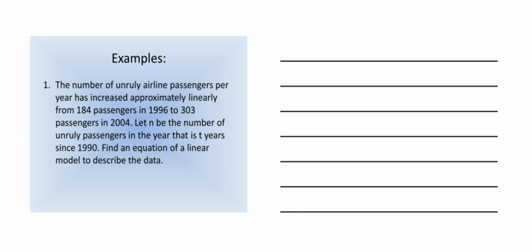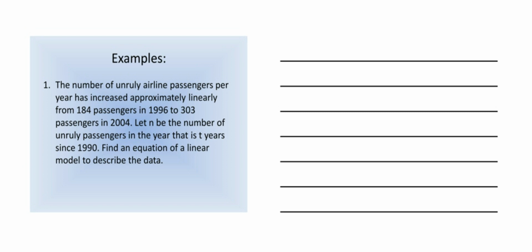Let's try an example. And this looks like it's a word problem. The number of unruly airline passengers per year has increased approximately linearly from 184 passengers in 1996 to 303 passengers in 2004. Let n be the number of unruly passengers in the years that is t years since 1990. Find an equation of a linear model to describe the data. What? Well, you're probably wondering, what did it state? Well, I recommend you read it at least 2 to 3 times whenever you have a word problem.